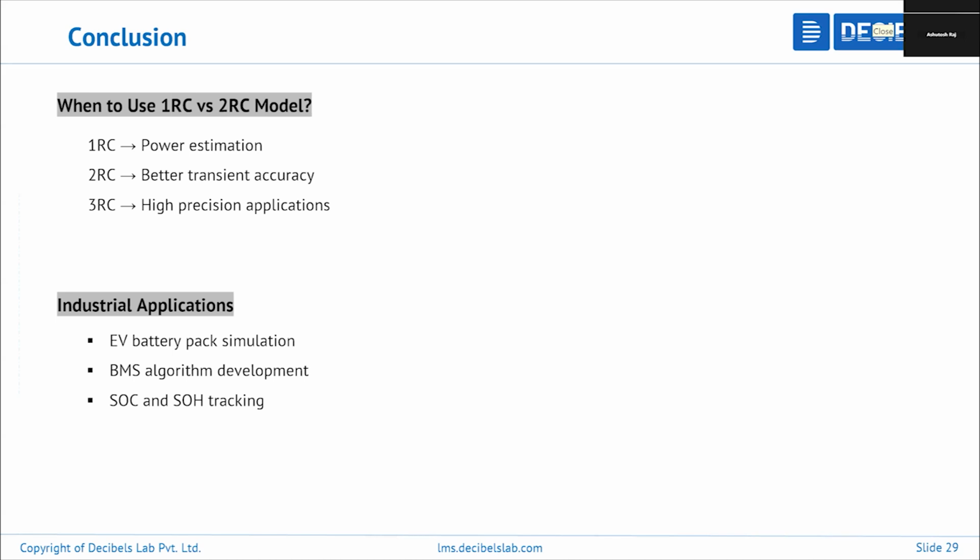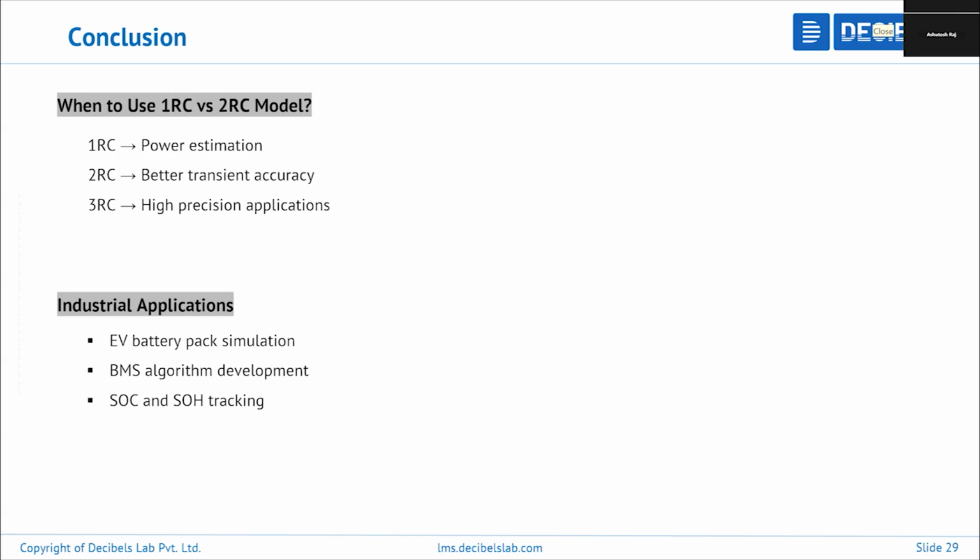But if you want more accuracy in your transient, it is better to go with more RC branches, like 2RC, 3RC. Okay. So what is the application of this model? The application of this model is in electric vehicle battery pack simulations. You can also build your model with the battery pack, if you have series and parallel combinations.